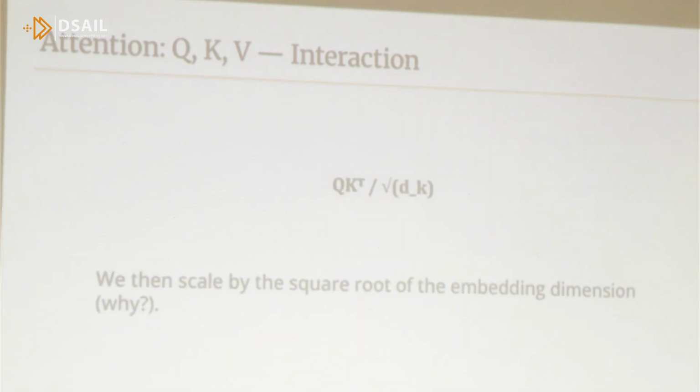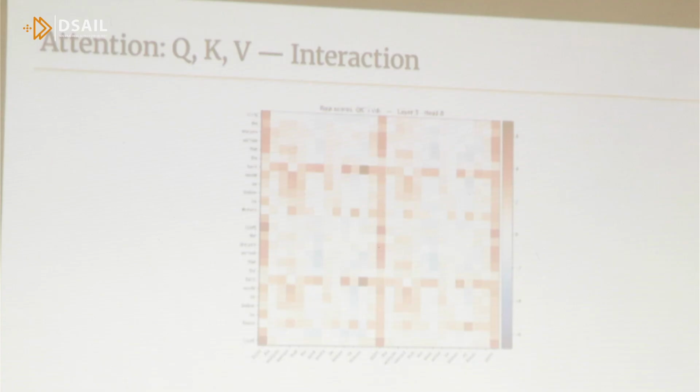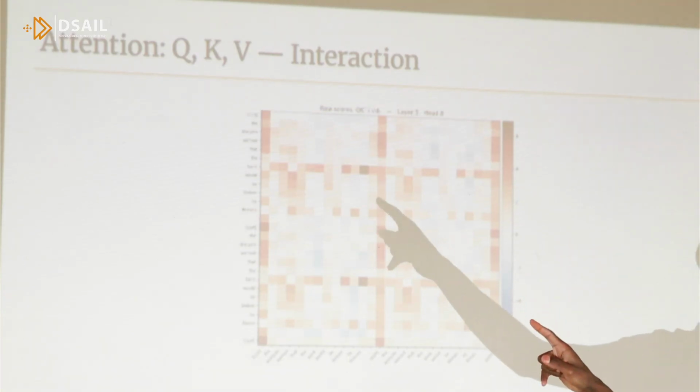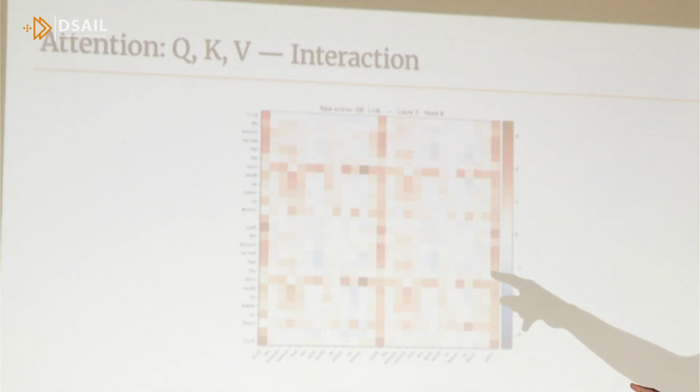When you do that product, visually this is how it looks. I hope you can appreciate that now it's a square matrix because of the multiplication. So we have the outputs, the raw scores of Q times K transpose divided by the square root of dk.